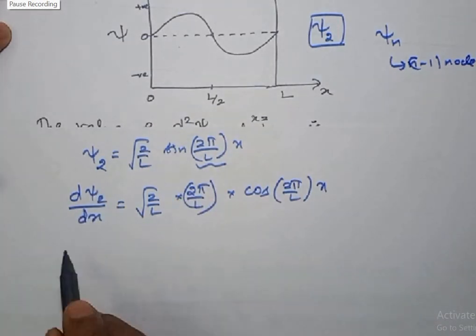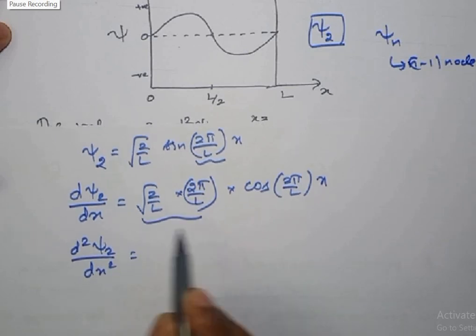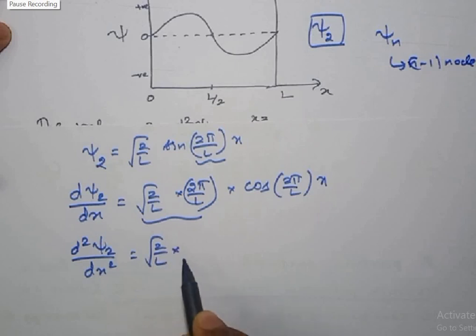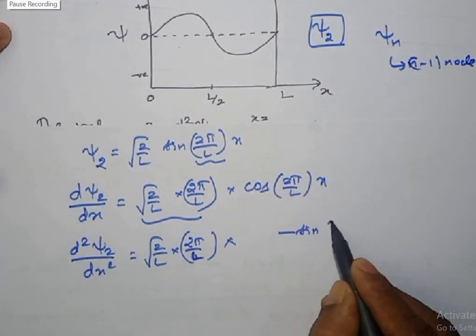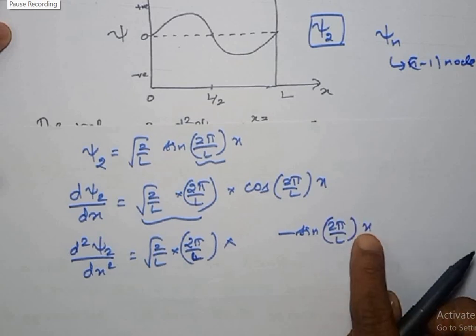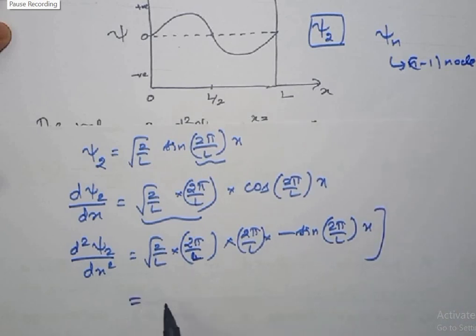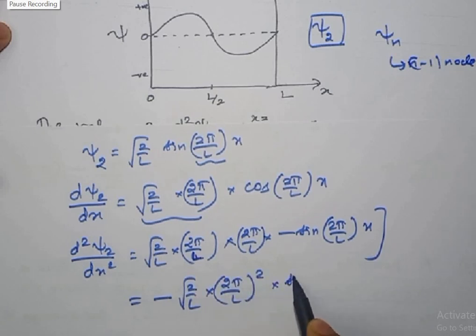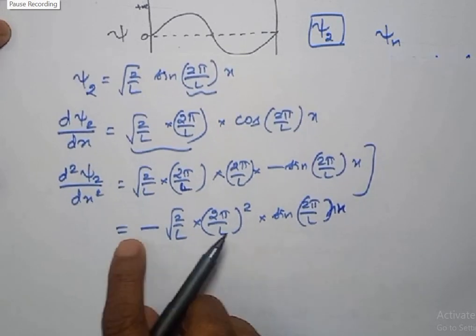Then differentiate this again. d square psi 2 by dx square equals, these are all constants, just keep them out, square root of 2 by L into 2 pi by L. Then the differential of this will give me minus sine 2 pi by L into x, and the coefficient of x is 2 pi by L. So what we get is minus square root of 2 by L into 2 pi by L the whole square into sine 2 pi by L into x. This is after the second differentiation.